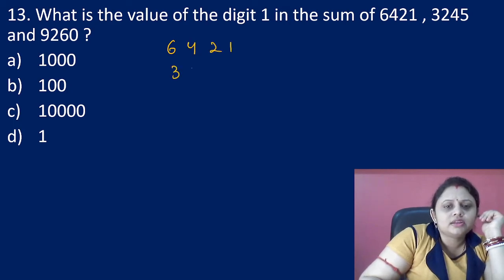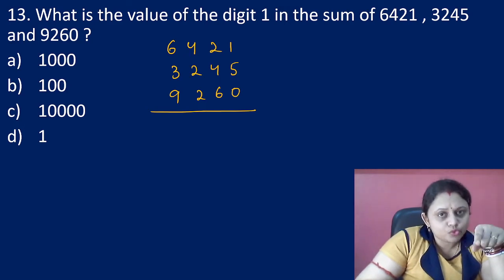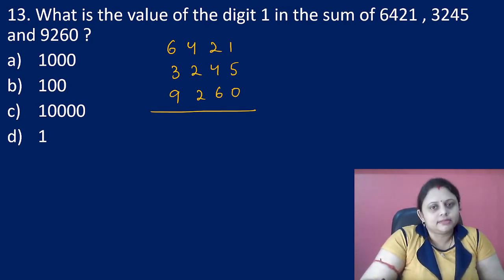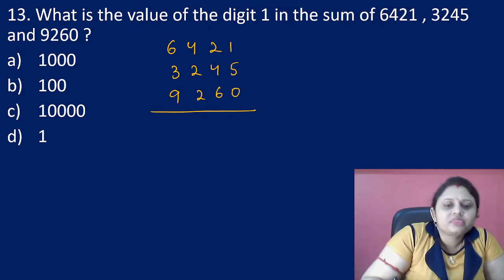6,421, 3,245, 9,260. We have to find the sum. You can find out the sum on your own. You first pause the video and find out the sum on your own. Then you check your sum with my sum. Okay, that will be better for you.